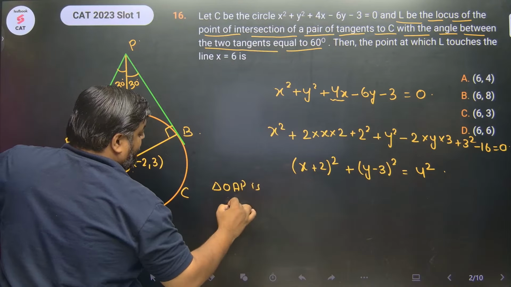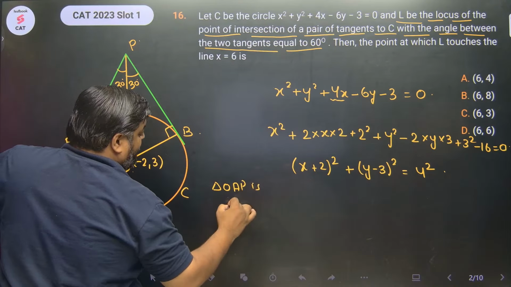So can I calculate this length of OP? Can we? This angle is 60. I can use a trigonometric ratio. I can use sin 30. Sin 30 is perpendicular upon hypotenuse.